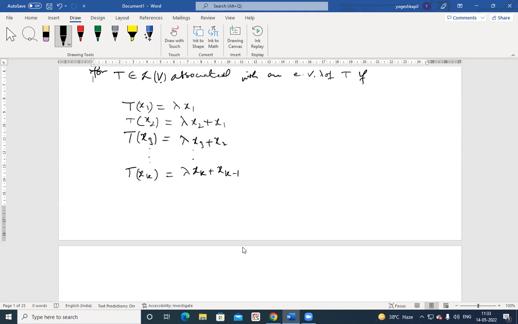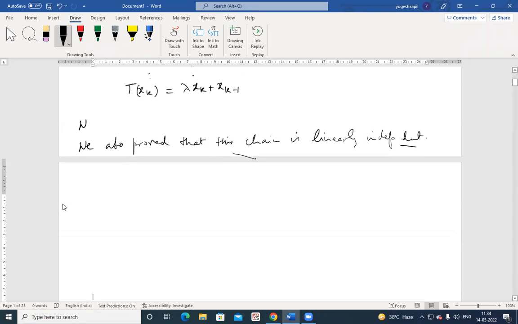We could also prove that this chain is linearly independent. Okay, up to here we could do, right? Let us start now. What I could say about this.